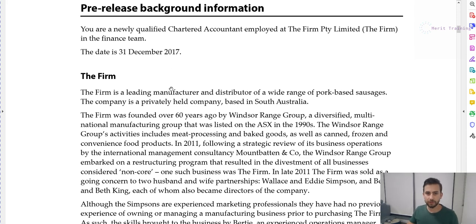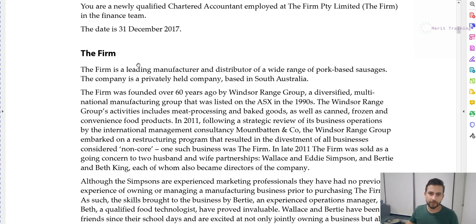So you are a newly qualified chartered accountant employed at the firm Pty Limited. The firm is a leading manufacturer and distributor of a wide range of pork-based products.